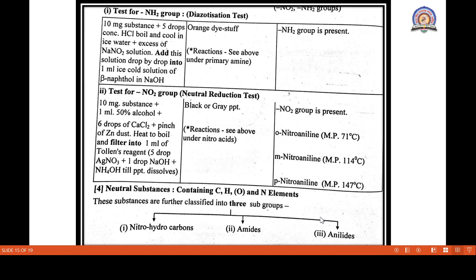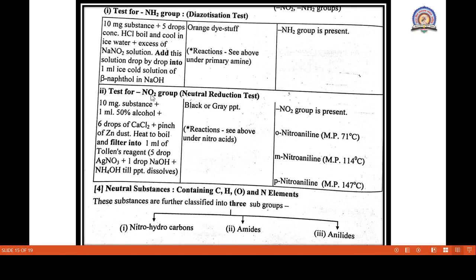Okay, then next, the test for the NH2 group. In a test tube, we take 10 milligrams of substance, then we add 5 drops of concentrated HCl, boil, cool and excess NaNO2 solution is added. Add this solution drop by drop into 1 ml of ice cold solution of beta naphthol in NaOH. So we get the orange dye, then we conclude that the NH2 group is present.